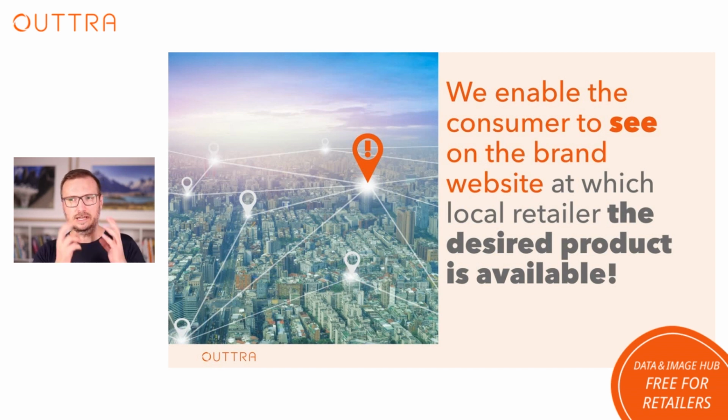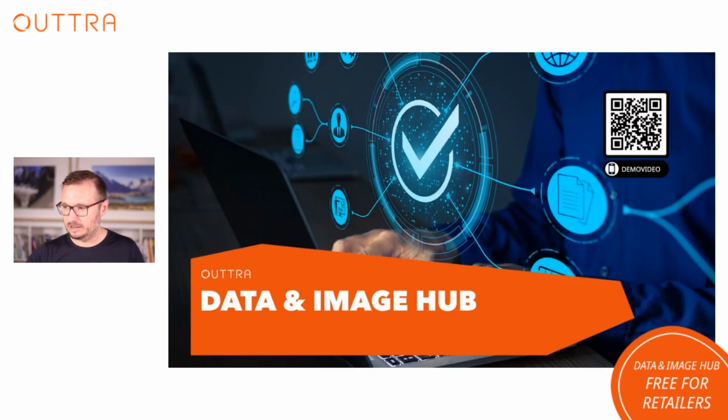So we really enable you as a brand to show on your website at which local retailer your specific product is available. And based on this, there's a special feature in the Where to Buy Local tool: the shop window. For the shop window tool, we need all the product data from the brands. And 2 years ago, some of our customers came to us.